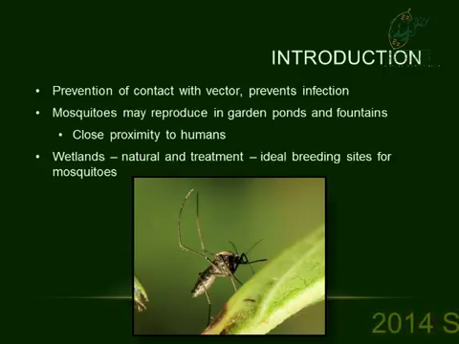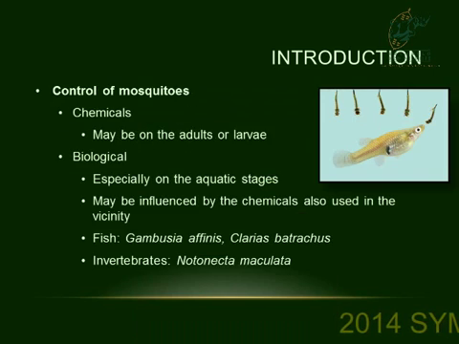Now, mosquitoes may reproduce in close proximity to humans. They may reproduce in your garden ponds, the little pond just out the door, or even your swimming pool. They may also reproduce in treatment wetlands, which are constructed and are, in fact, ideal breeding habitats and inevitably close to human settlements. Now, control of mosquitoes may be done in two ways.